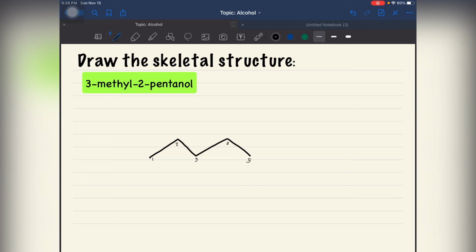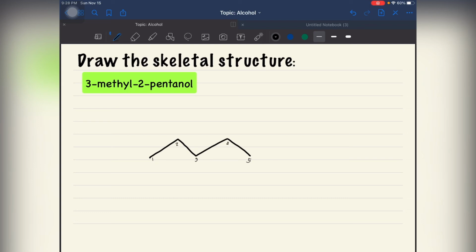Actually, pwede rin naman tayo mag-start coming from the right papunta sa left. Pero you can do it on your own since draw the skeletal structure naman at hindi naman siya given. So, ibig sabihin, pwede mo siyang ilagay kahit saan. It will still arrive at the same answer. Parang na-mirror lang siya.